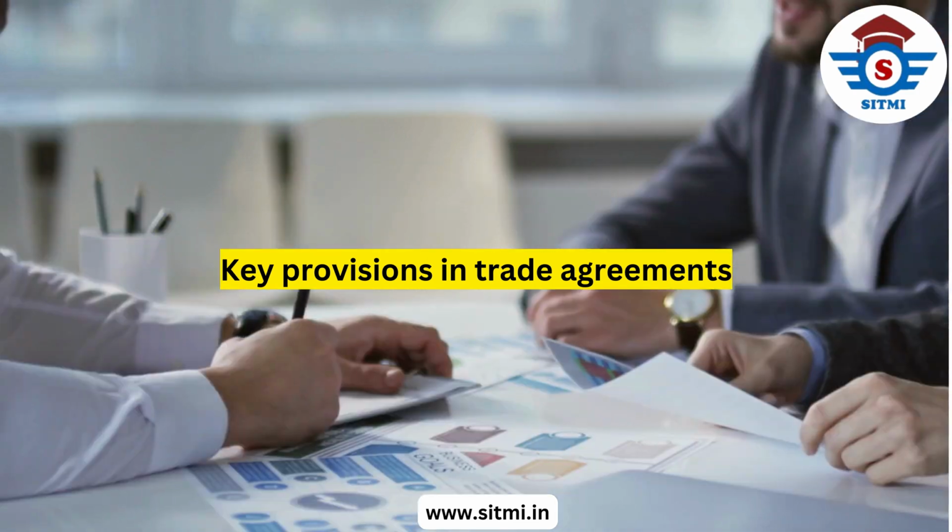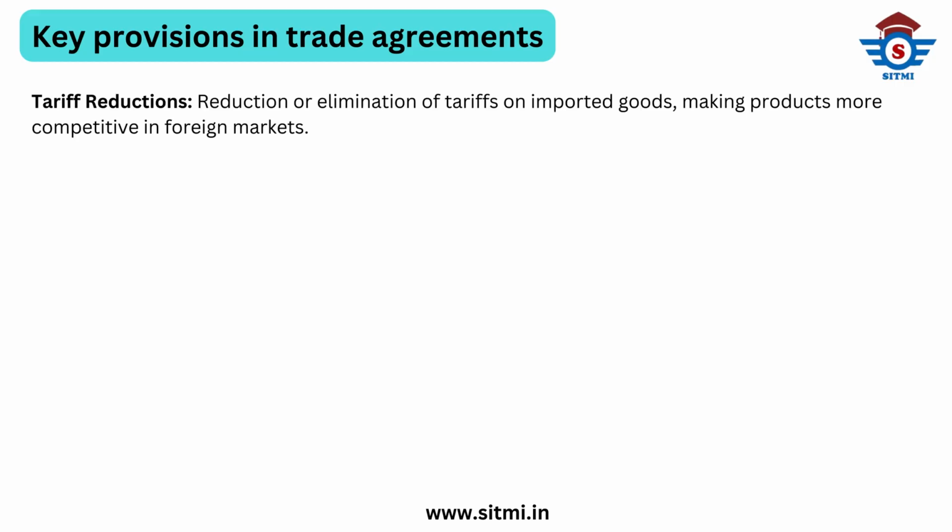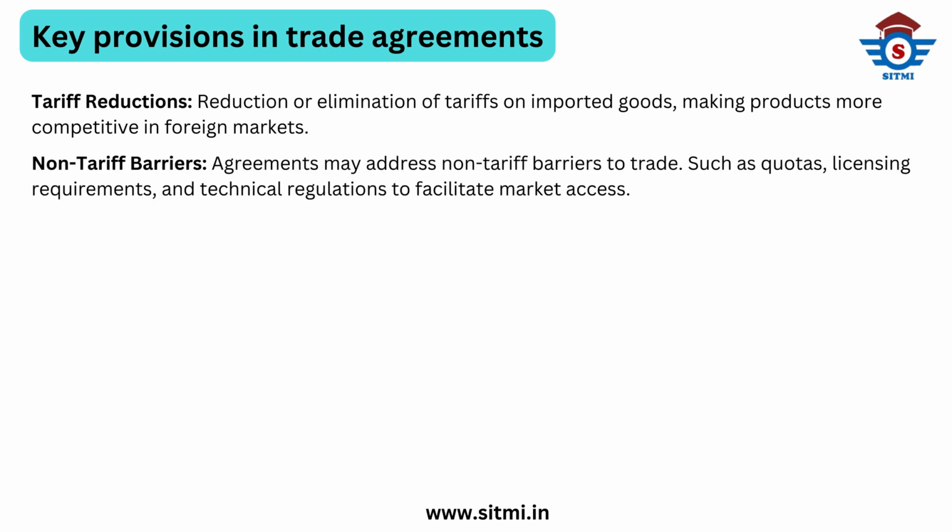Now, since these agreements promote economic trade and benefits to multiple countries, let's understand what the key provisions in such trade agreements are. The first one is tariff reductions. Trade agreements typically involve the reduction or elimination of tariffs on imported goods, making products more competitive in foreign markets. The next one is non-tariff barriers. Here, agreements may address non-tariff barriers to trade, such as quotas, licensing requirements, and technical regulations to facilitate market access.